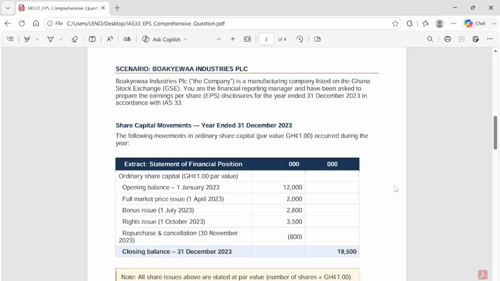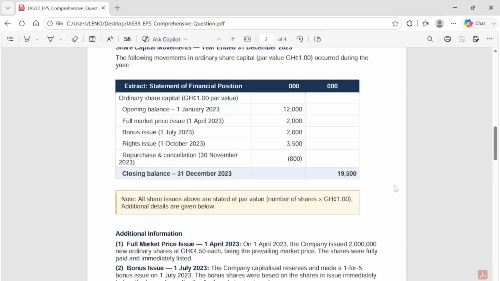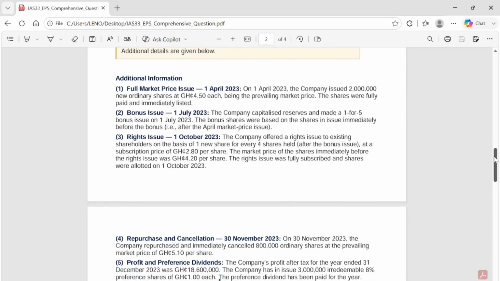The following movement in ordinary share capital occurred during the year. So these are the financial position and all the transactions. Opening balance in shares 12,000. They issued new shares in April, 2,000. Bonus issue 2,800. Rights issue 3,000. And they did a repurchase and cancellation in November 2023. So that is a summary of their transactions, and below is the detailed information they will require.